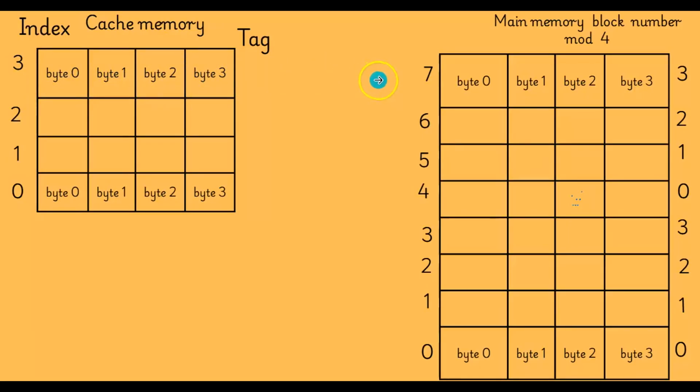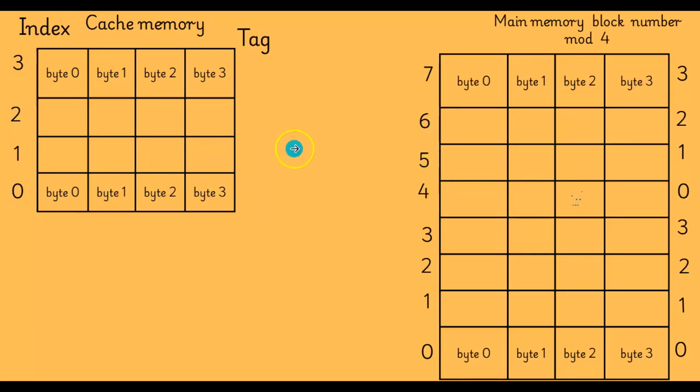When you want to find the cache block for a particular main memory block, we use the formula: main memory block number mod 4. For example, if we take 7 mod 4, we get 3. That means this block has to be mapped to the third block in cache memory. Similarly, take 4. So 4 mod 4 is 0. So this block has to be mapped to the 0th block in cache memory. So that is the concept we are going to use.